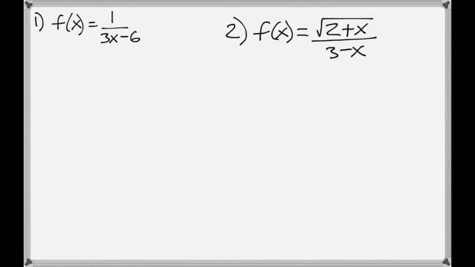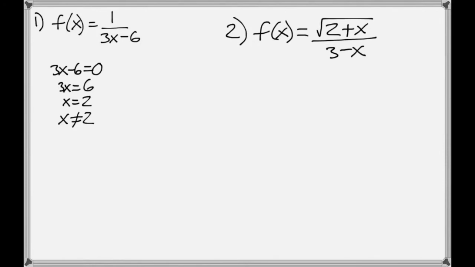So if we look at the first one, we want to figure out what would make this denominator 0 and then exclude that value. So if I take 3x minus 6 and set it equal to 0, you probably could figure it out without actually solving it and see that x is equal to 2. So what this means is x can't be equal to 2, because if you plug 2 in, then your denominator would be equal to 0.